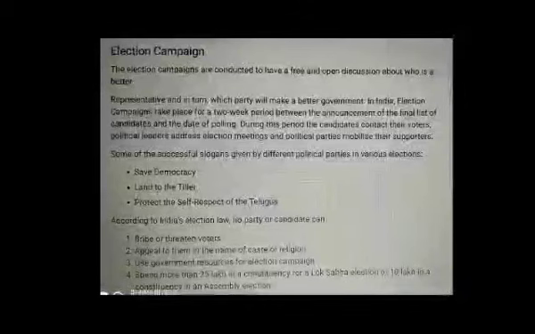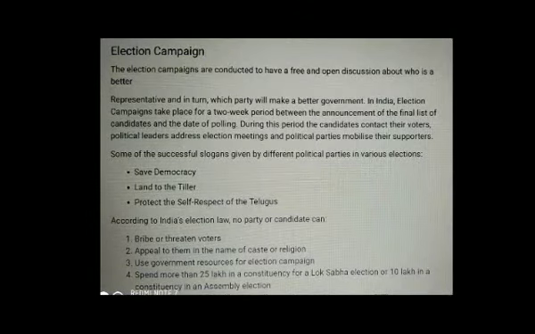Discuss about the second part of electoral politics. The topic is election campaign. Election campaigns are conducted to have a free and open discussion about who is the better representative and in turn which party will make a better government in India.